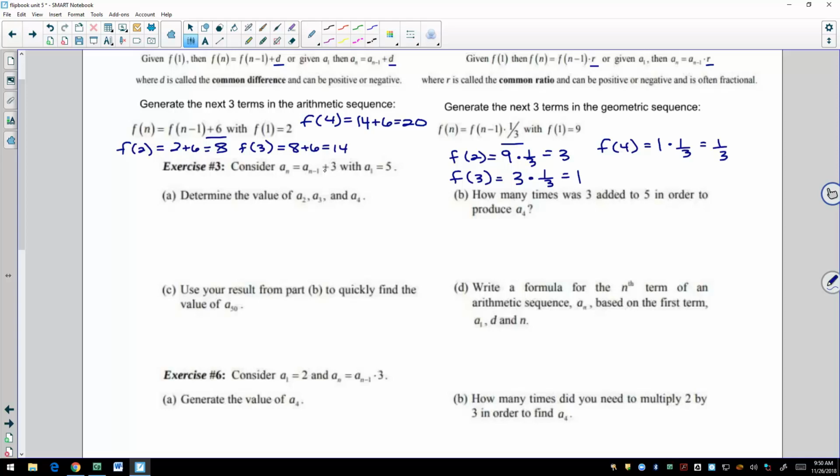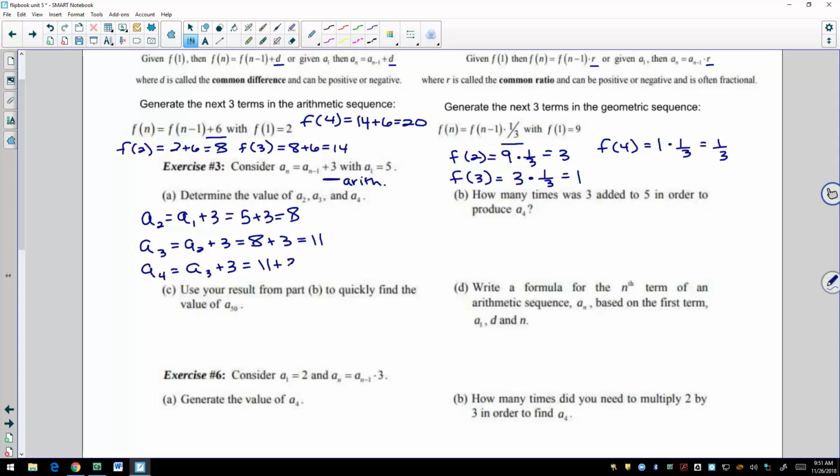You should notice this is arithmetic because you're adding 3. So that should be a huge hint that it's arithmetic. And they told you that the first term, its output, is 5. So they want you to figure out what a sub 2 would be. So a sub 2, you're going to need whatever a sub 1 was, and you're going to add 3. Well, a sub 1 was 5 plus 3 is 8. A sub 3 would be whatever a sub 2 was plus 3. Well, that was 8 plus 3, which is 11. And lastly, a sub 4 would be whatever a sub 3 was plus 3. Well, that's 11 plus 3 is 14.